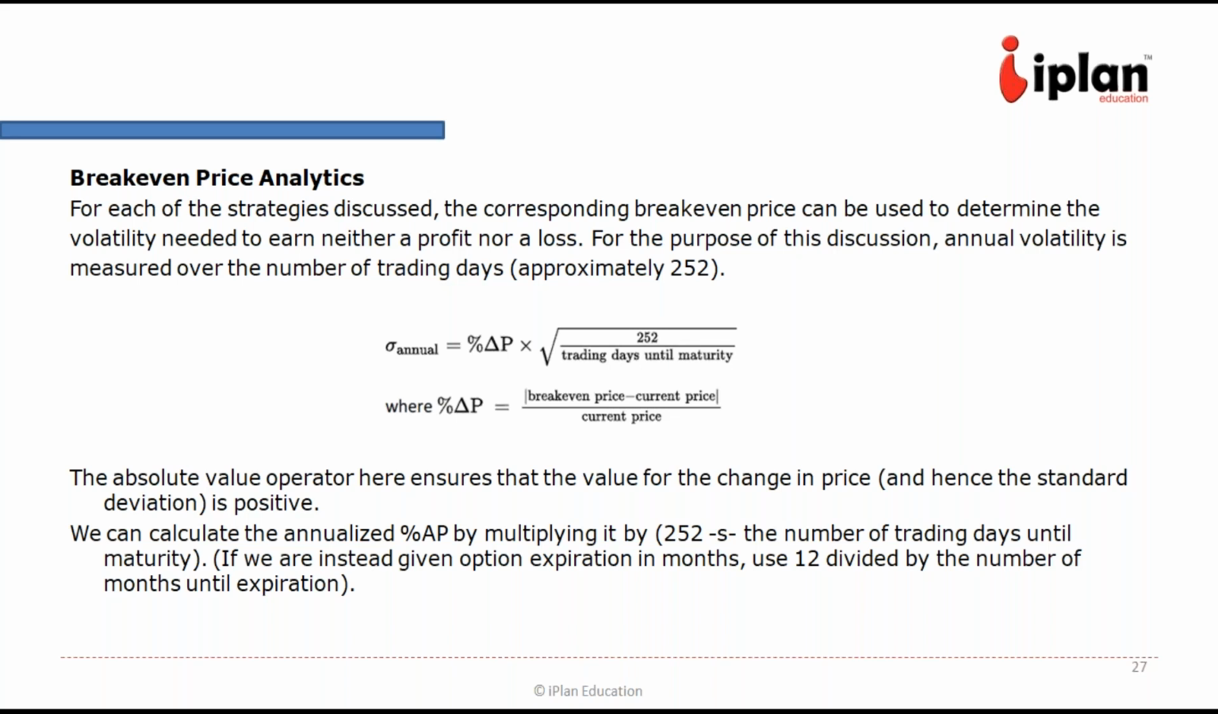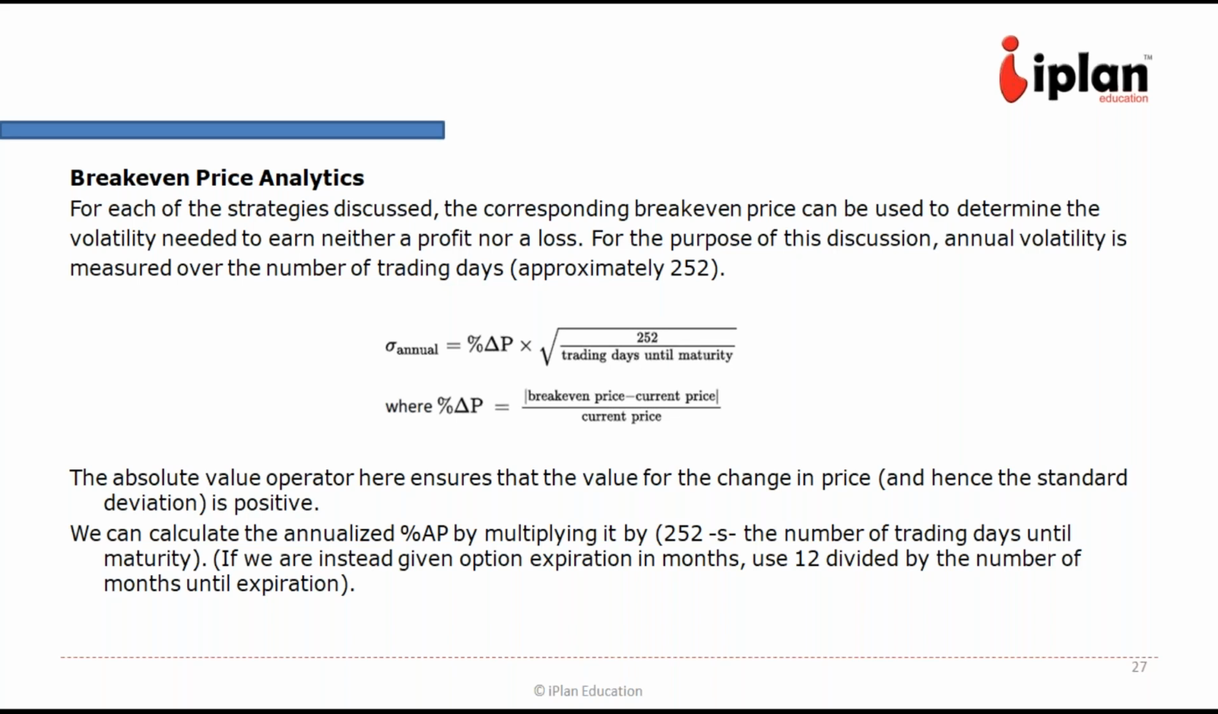The formula for the annual volatility needed for break even is: break-even price minus the current price, divided by the current price. That will give you the change in price, and change in price is multiplied by the square root of 252 divided by the trading days until maturity. So this will give you the volatility. This is the volatility you normally need for the break even. So you need to get the change in price to get the volatility.